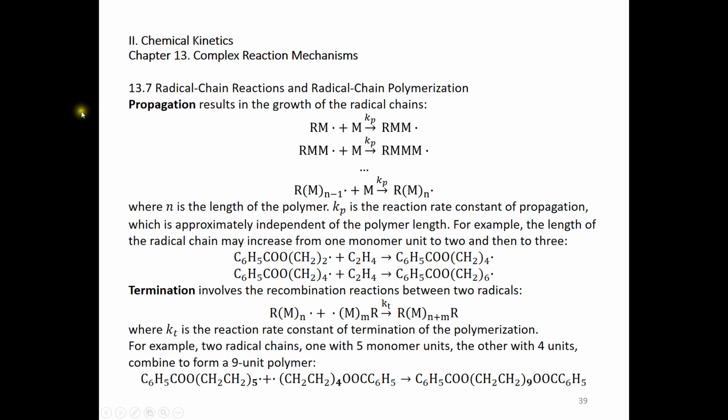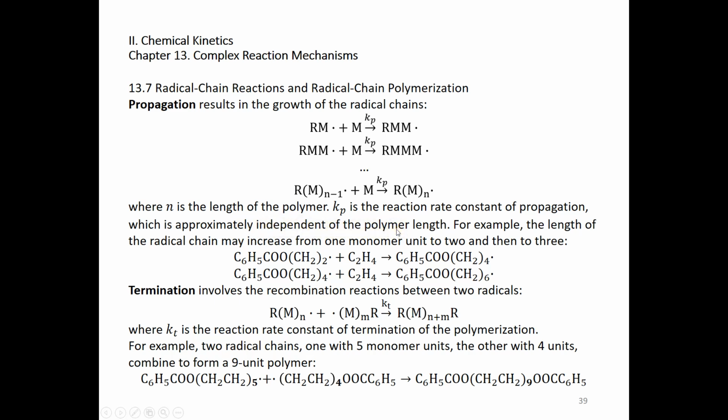Now propagation. Once we have an RM radical, it may react with another monomer to form an RMM radical, which then attacks another monomer to form an RMMM radical. Now we have three monomer units in the polymer. And then we have RM with n-1 units reacting with another monomer. We have n units. In general, we use a rate constant K sub P to denote the rate constant for all these reactions because they are similar. It's just an RM radical attacking another M. Here, n is just the length of the polymer chain, and again Kp is the rate constant for propagation. Kp is approximately independent of the polymer length.